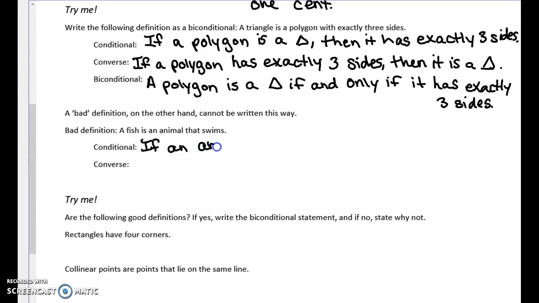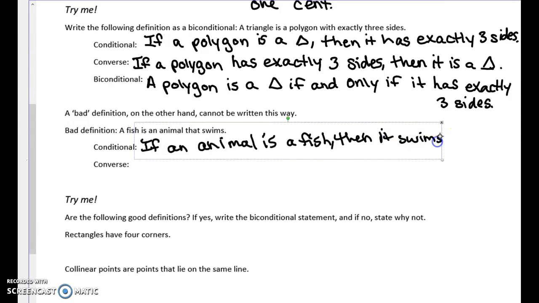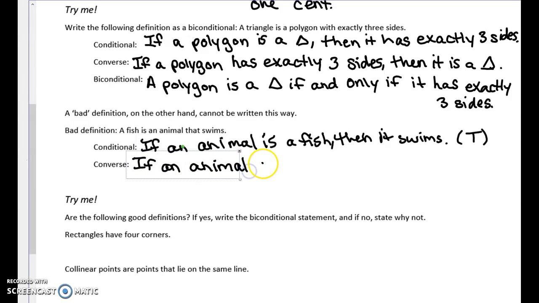If an animal is a fish, then it swims. That, guys, that's true, right? That's a true statement. But now let's look at the converse. If an animal swims, then it's a fish. Well, that is false, because I can think of lots of swimming animals that are not fish. For one, we like to go swimming, right? So humans swim and we aren't fish, therefore that's a false statement.